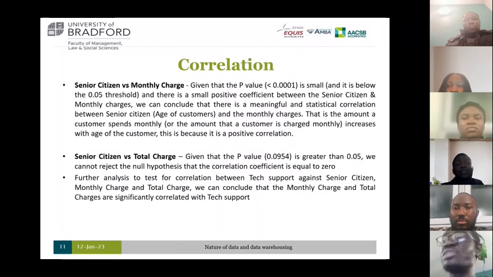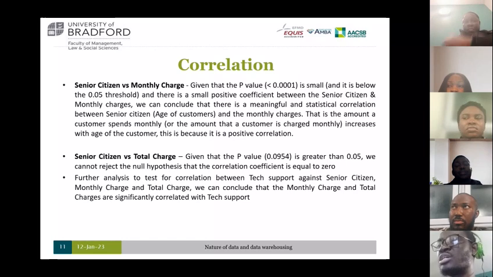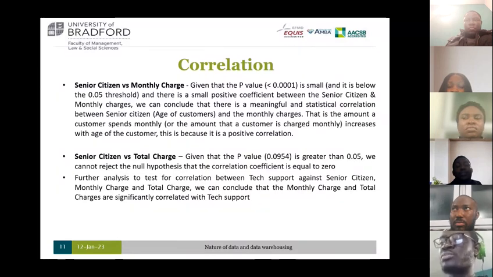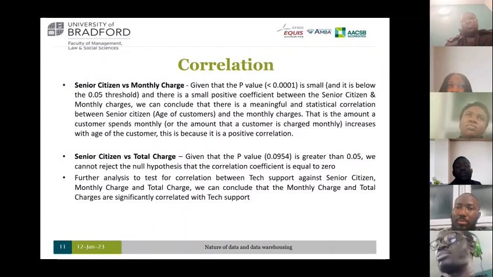Then from the second part, between senior citizen and total charge, given that the p-value of 0.0954 is greater than the threshold of 0.05, we cannot reject the null hypothesis that the correlation coefficient is equal to 0. But we carried out further analysis to test correlation between tech support against senior citizens, monthly charges, and total charges. From our analysis, we could conclude that monthly charges and total charges were significantly correlated with tech support, which is the amount of time we spent seeking help from our tech support.